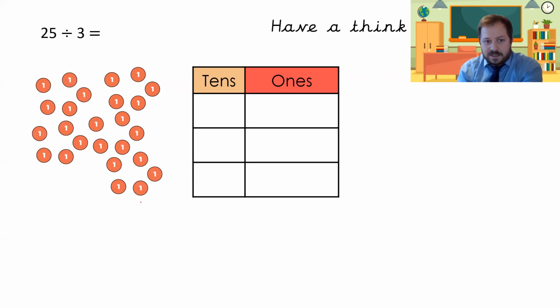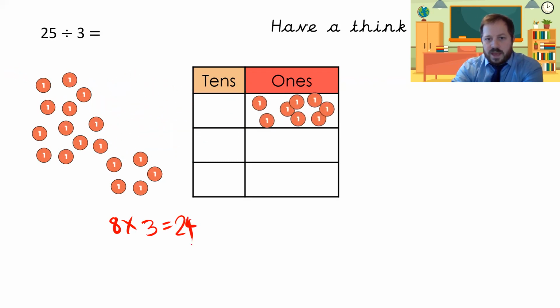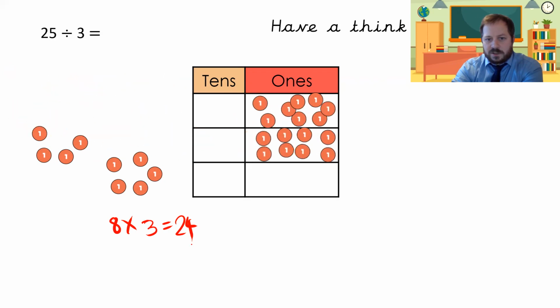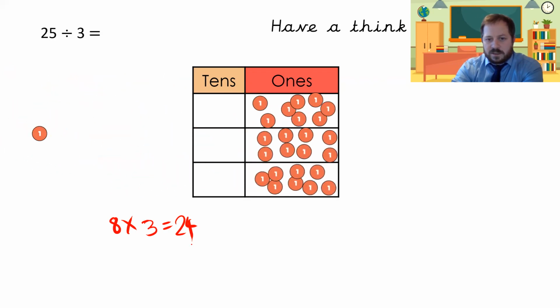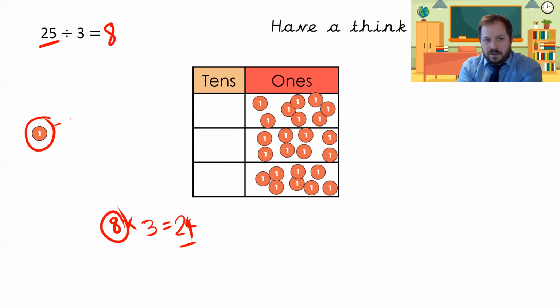And we know that 8 times 3 is 24, which means that we should be able to split them 8 into each of these sections. And that will leave us the difference between 24 and 25, which is this 1. So we split them into 8. So our answer is 8 with that 1 remainder.